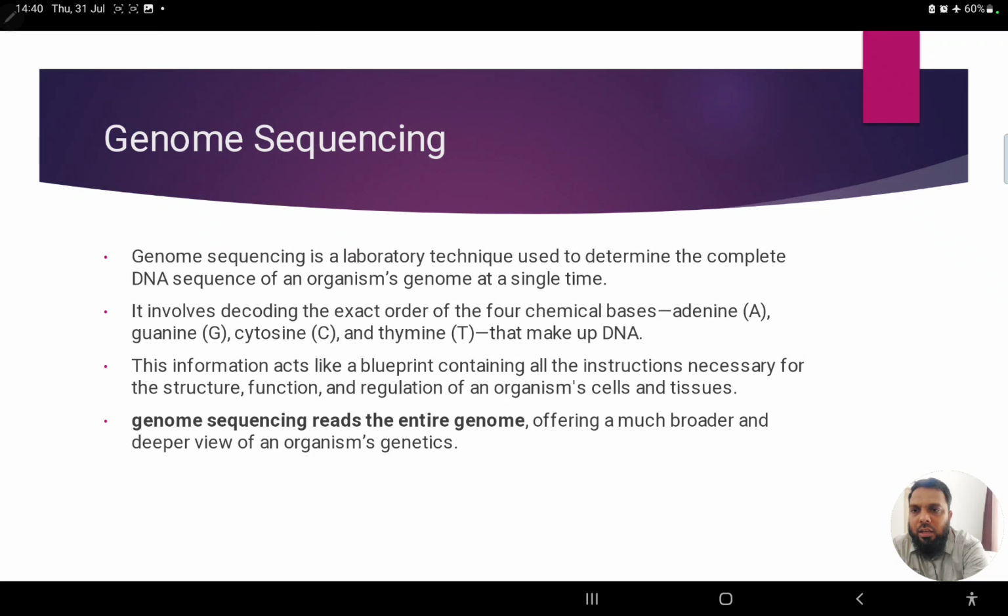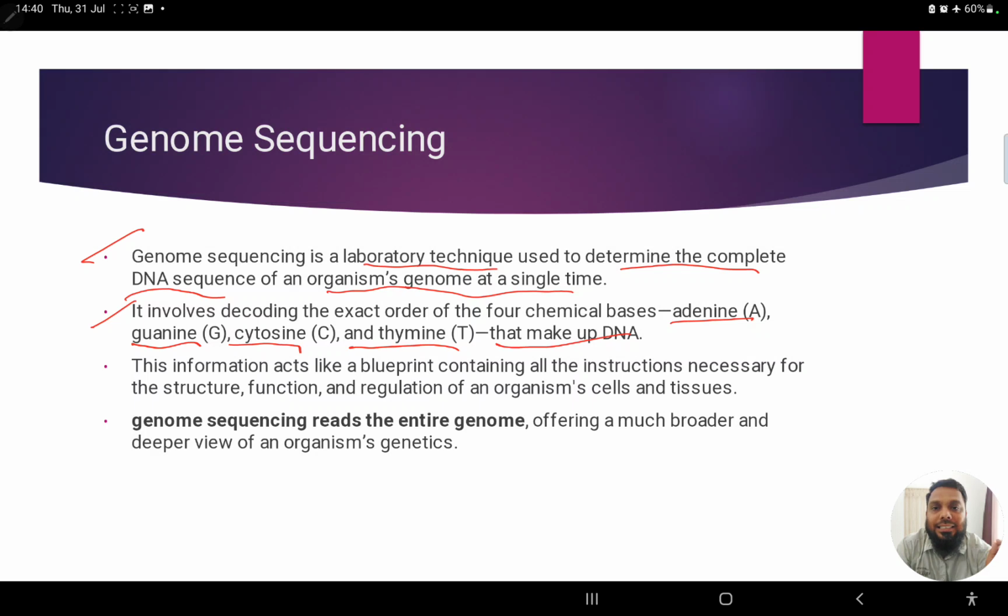Right? Now, summing up what we have learned till now, we can say genome sequencing is a laboratory technique used to determine the complete DNA sequence of an organism's genome at a single time. Right? It involves decoding the exact order of the 4 chemical bases that we have already seen: adenine, guanine, cytosine and thymine, that make up the entire DNA.